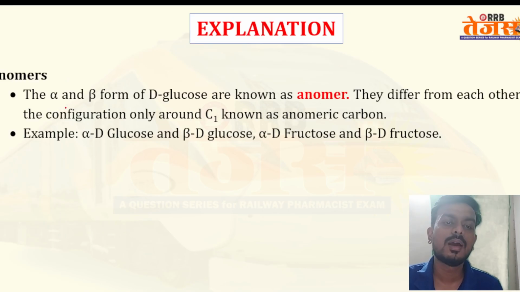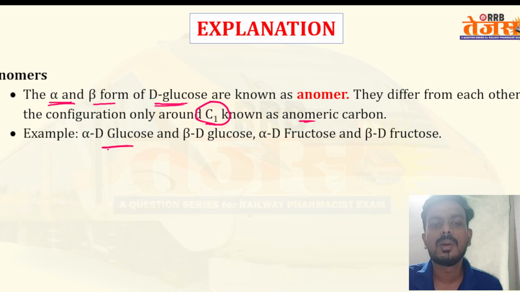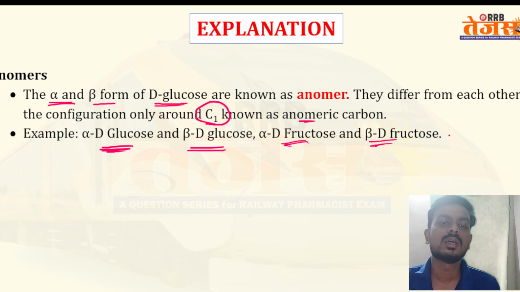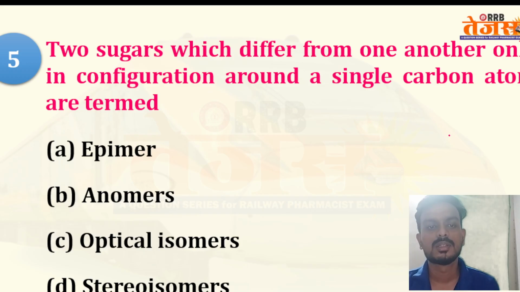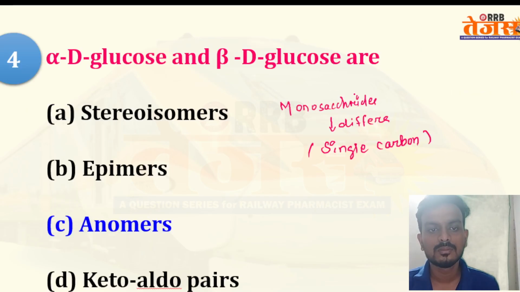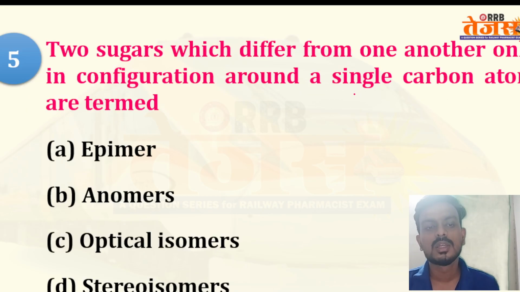The alpha and beta forms of D glucose are known as anomers. They differ from each other in the configuration around a single carbon, that is C1, the anomeric carbon. Similarly, alpha D fructose and beta D fructose are examples of anomers. Next question: two sugars which differ from one another in configuration around a single carbon. So alpha D glucose and beta D glucose are anomers.